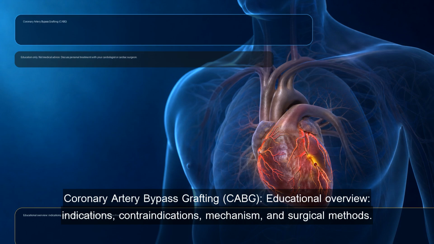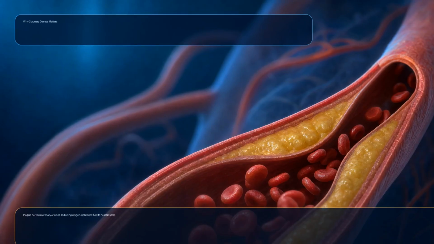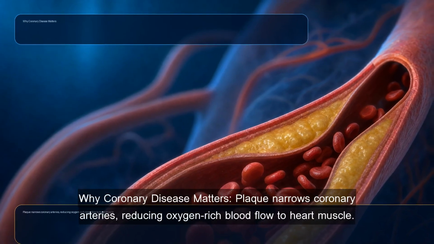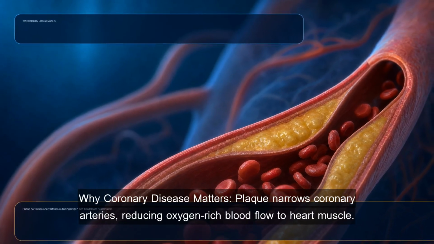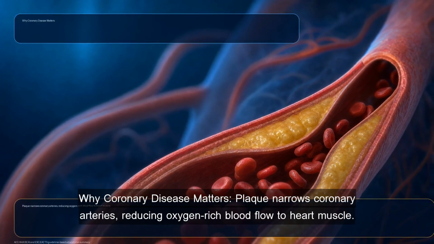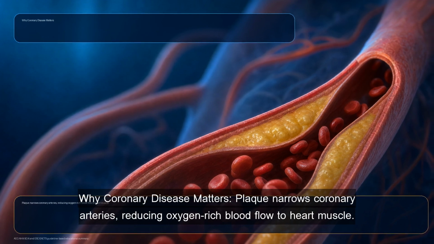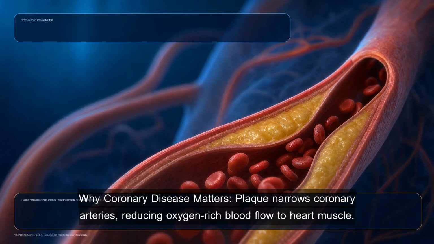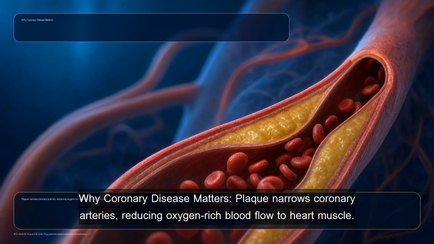Coronary artery disease usually develops when fatty plaque builds up inside the arteries that supply the heart. As the channel becomes narrower, less blood reaches the heart muscle, especially during exercise or emotional stress. This can cause angina, shortness of breath, fatigue, or, if a plaque ruptures and a clot forms, a heart attack. Medicines, lifestyle changes, stents, and bypass surgery are all tools doctors may use, depending on the pattern and severity of disease.